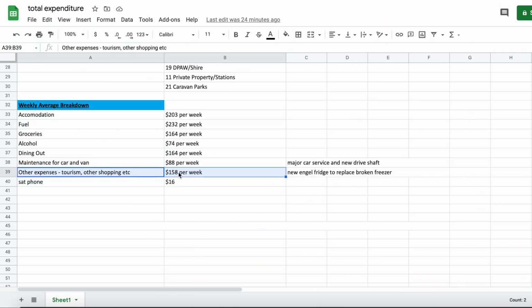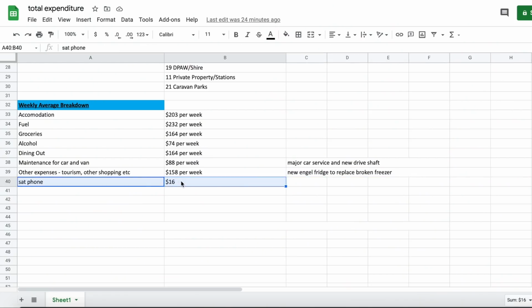So other expenses was $158 per week. When I say other, that means any tourism activities, any other random shopping like clothes or new hats or shoes, thongs, heaps of pairs of new thongs. That also includes the new fridge that we had to buy in Tom Price when our freezer broke. That was $1,500. We paid premium for that because we needed it, and we could only find one in any neighbouring town.